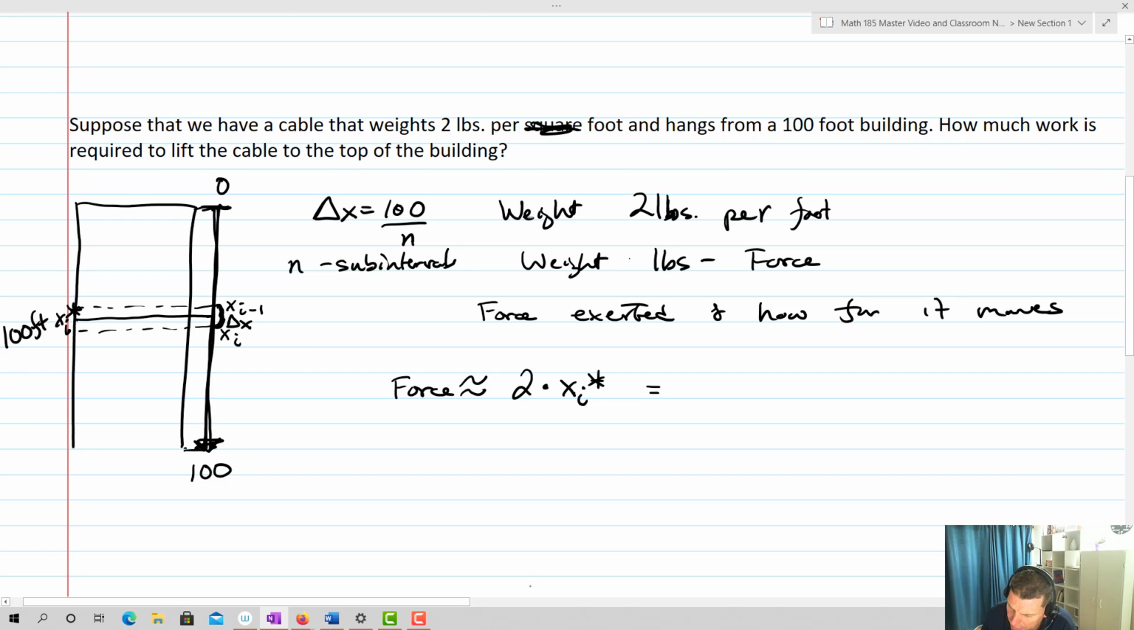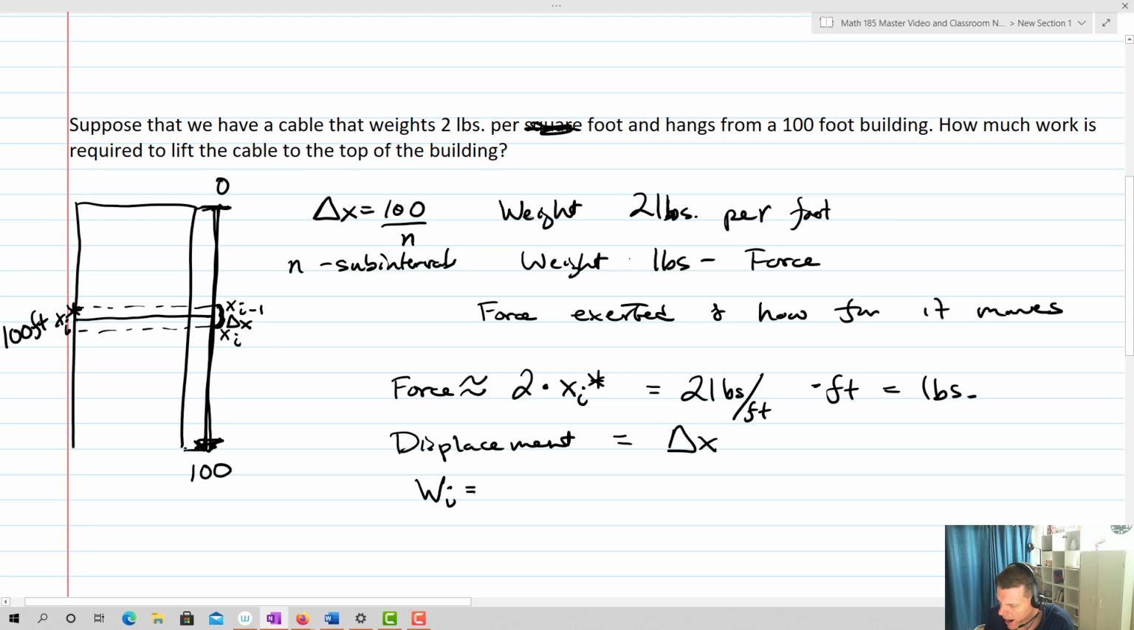All right, xi being a number of feet. So you have 2 pounds per foot times a number of feet, so you get a number of pounds, and that's your force. And the distance or the displacement that we're going to move that part of the object is going to end up being delta x. So our work for that ith interval, wi, is going to be 2 xi star times delta x. So that's what it's going to look like.